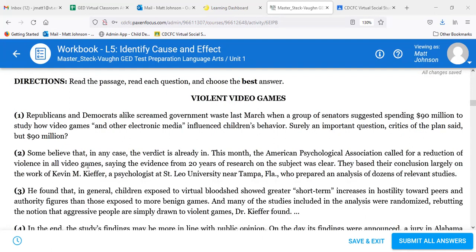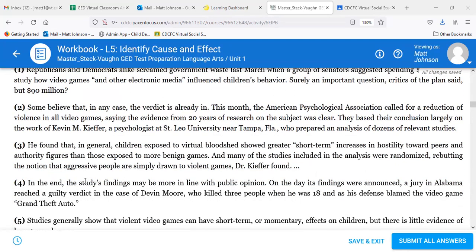They based their conclusion largely on the work of Kevin M. Kiefer, a psychologist at St. Leo University near Tampa, Florida, who prepared an analysis of dozens of relevant studies. He found that, in general, children exposed to virtual bloodshed showed greater short-term increases in hostility towards peers and authority figures than those exposed to more benign games. And many of the studies included in the analysis were randomized, rebutting the notion that aggressive people are simply drawn to violent games, Dr. Kiefer found.